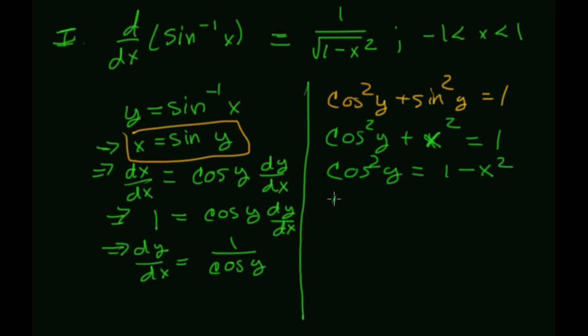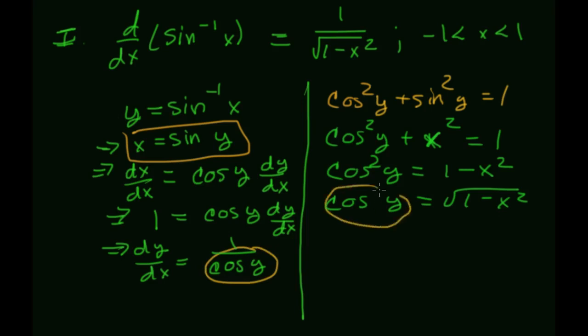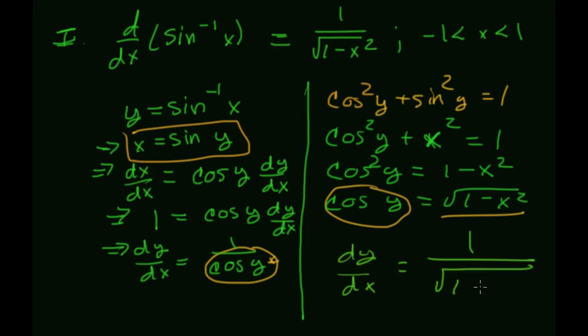Take the square root of both sides. The cosine of y is the square root of 1 minus x squared. And this is a cosine of y, and that's a cosine of y, so I can take that out and put this in. And I now have dy dx is equal to 1 over the square root of 1 minus x squared.